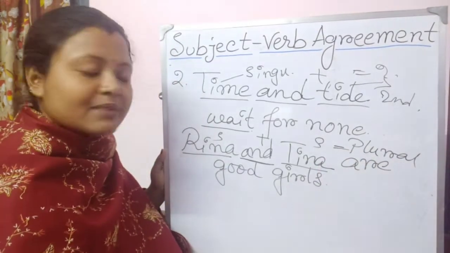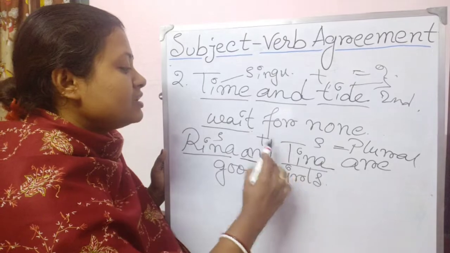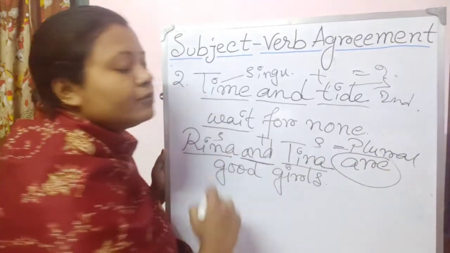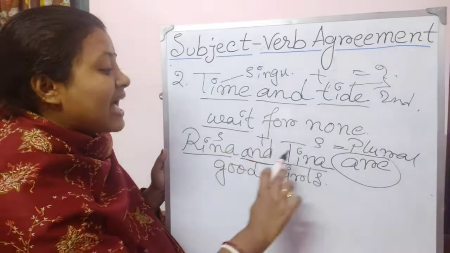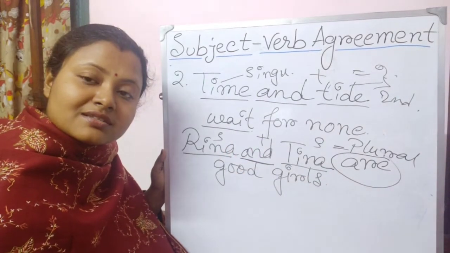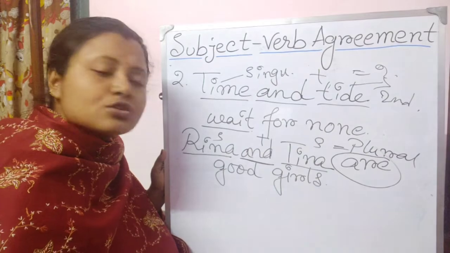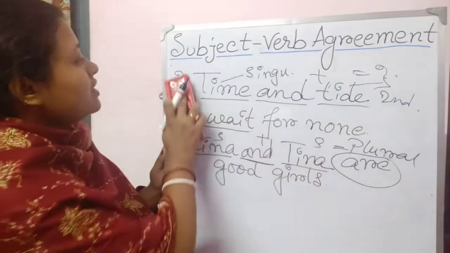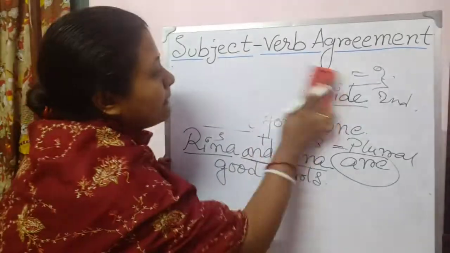1 plus 1, 2, that means plural. So here singular plus singular makes it plural. So that is why plural verb will follow. Rina and Tina are good girls. Rina and Tina is good girl, we do not say. So this is one of the rules.